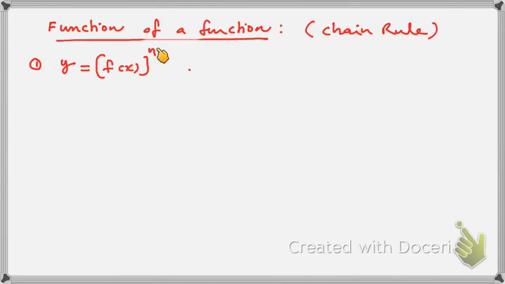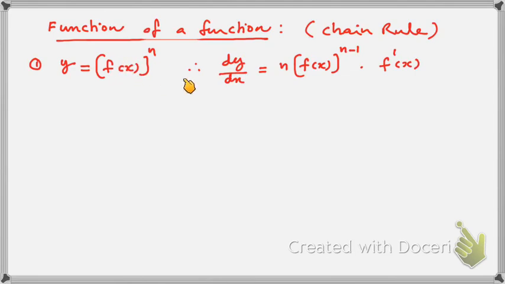Now, how do we differentiate x raised to n? X raised to n is n into x raised to n minus 1. So something to the power of n would be n into that raised to n minus 1. But it's not finished. You should times it by the derivative of the inside function, which is f of x. So in this case, dy by dx would be n into f of x raised to n minus 1, times by f dash of x. And things will be more clear when we start doing the questions.